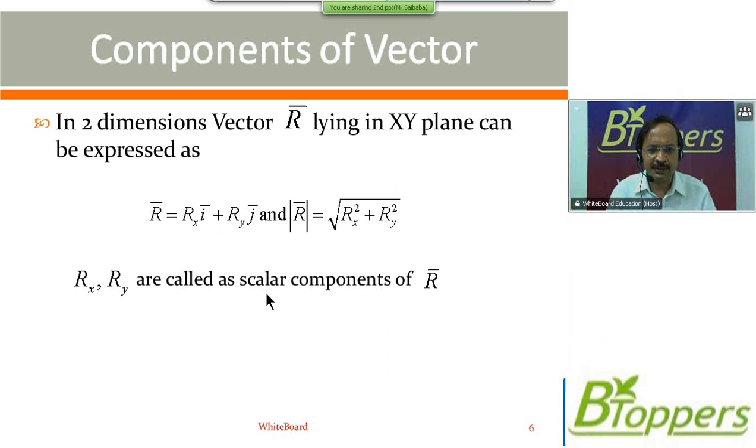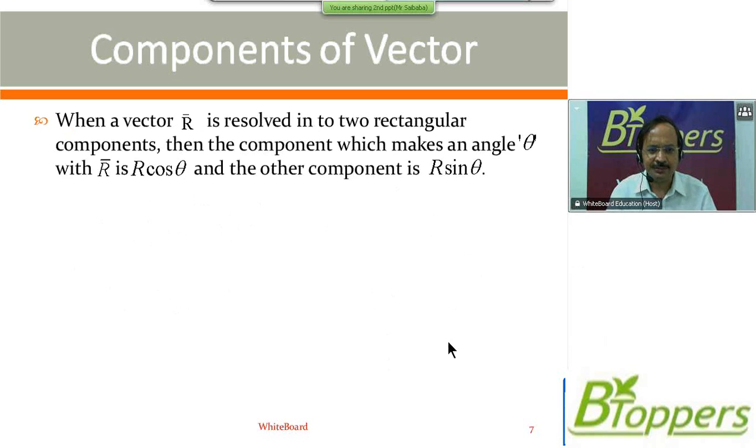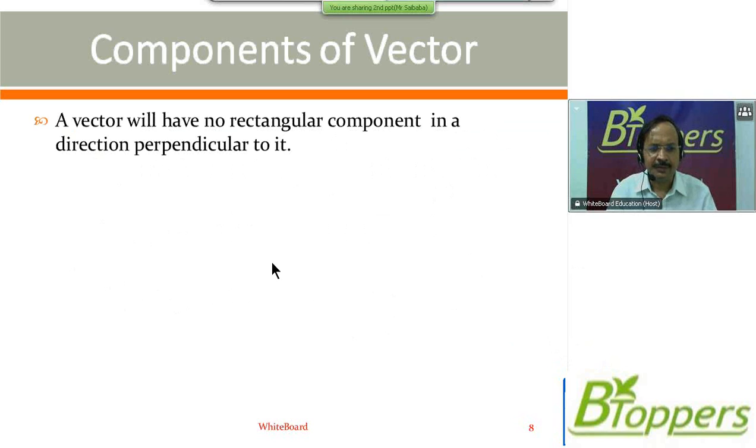Rx, Ry are called the scalar components of R bar. When a vector R bar is resolved into 2 rectangular components, then the component which makes an angle theta with R bar is R cos theta and the other component is R sin theta. A vector will have no rectangular component in a direction perpendicular to it.